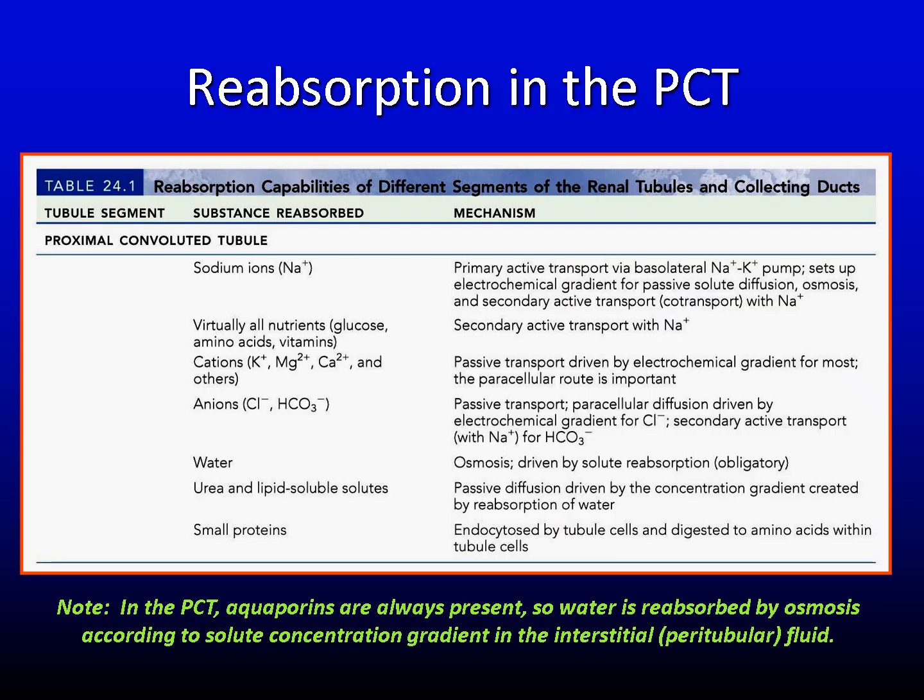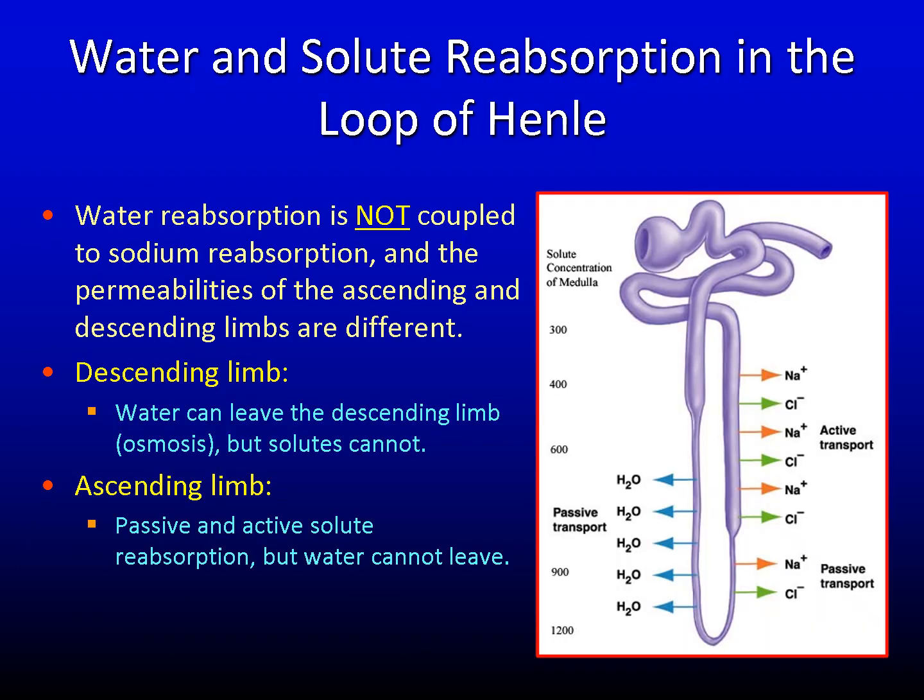The table above summarizes the mechanism used by the cells of the proximal convoluted tubules to transport various molecules and ions. Beyond the PCT, the permeability properties of the remaining renal tubule change drastically. In the loop of Henle, water reabsorption is not coupled to sodium reabsorption, and the permeabilities of the ascending and descending limbs are different. Water can leave the descending limb via osmosis, but solutes cannot. Just the reverse is true of the ascending limb, where there is passive and active transport of solutes, but the ascending limb is impermeable to water. Water stays in, solutes transported out.